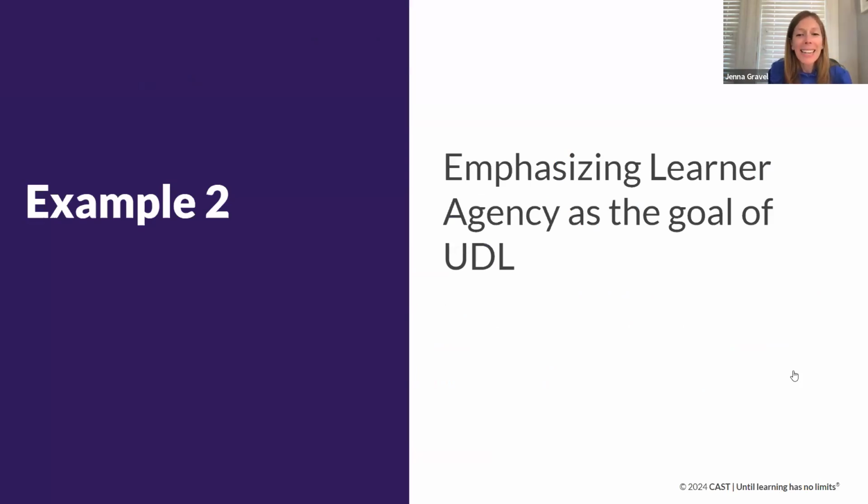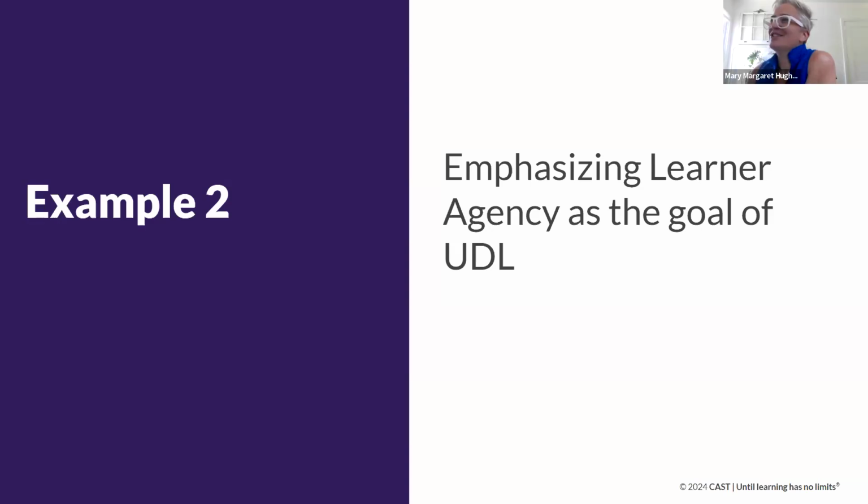And now with our second example, we'll explore how the research process informed the update of emphasizing learner agency as the goal of universal design for learning. So with Guidelines 3.0, we're clarifying that the goal of UDL is learner agency. So again, I'll hand it off to you, Mary Margaret, to set the stage for our search, and then I'll come back and talk about some of the themes that bubbled up for us.